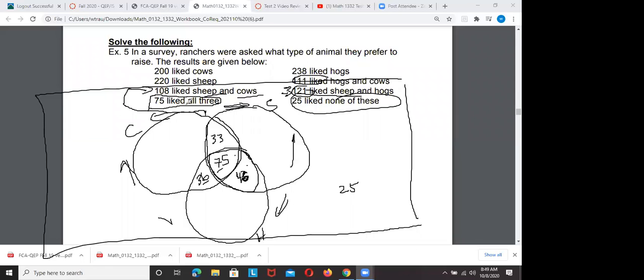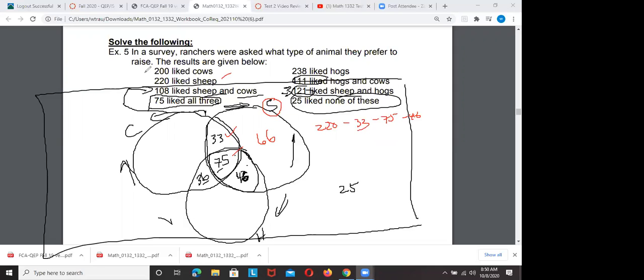So the only thing we need to do now is find out the total amount in each. Let's look at sheep. There should be 220. So I'm going to subtract everything else that's in there: 33, 75, and 46. So I have 220, subtract 33, subtract 75, subtract 46, and we still have to put 66 in the sheep category. Now, when you add up all the sheep, it adds up to 220.